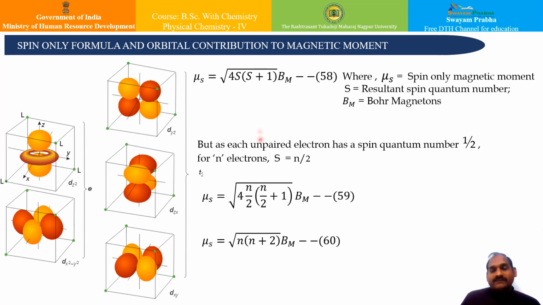In this expression, each unpaired electron has a spin quantum number of half. So for n electrons, s is equal to n by 2. If I substitute this value n by 2 for s over here, I get this particular expression, which gives me mu s is equal to square root of n into n plus 2, into BM. So this is what I could get from this particular description.